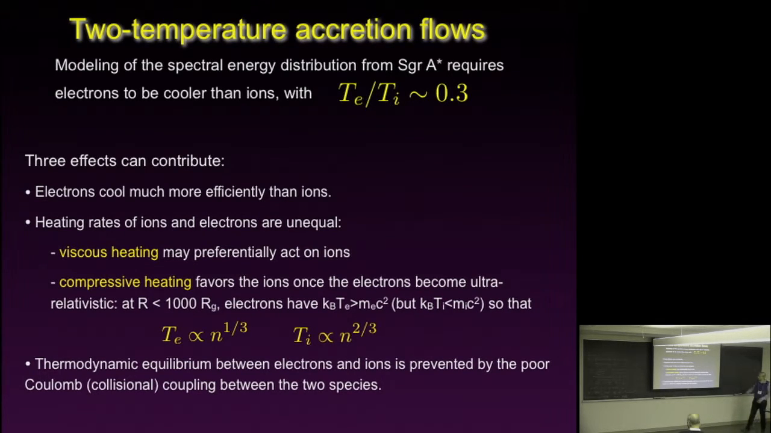So for the same compression, the ions will be heated more than the electrons. That's another reason why the electrons will tend to be cooler than the ions in collisionless accretion flows.